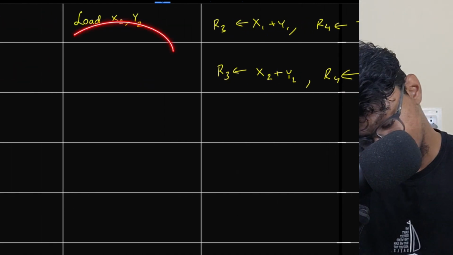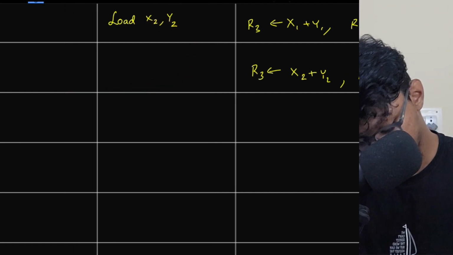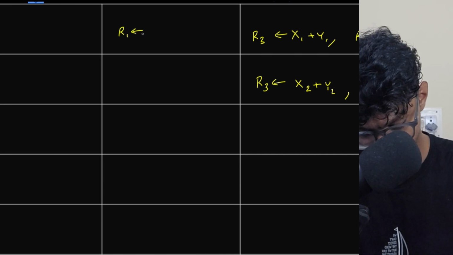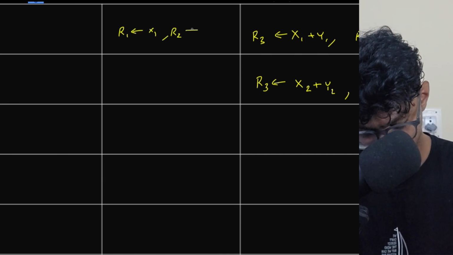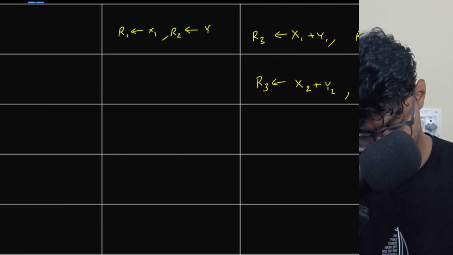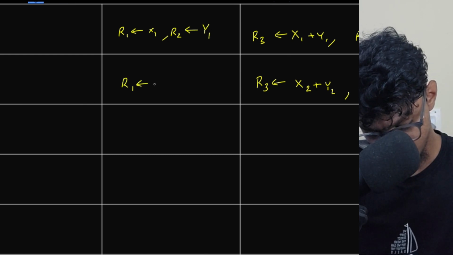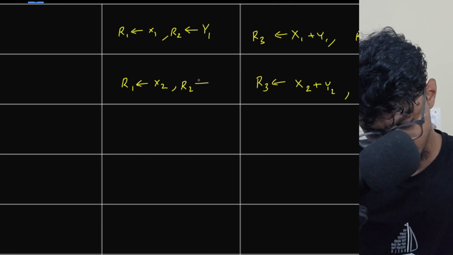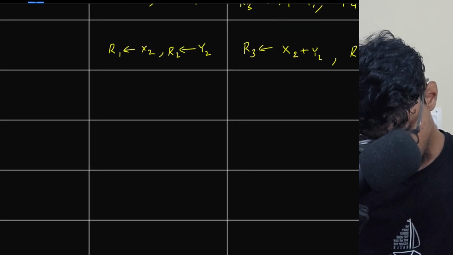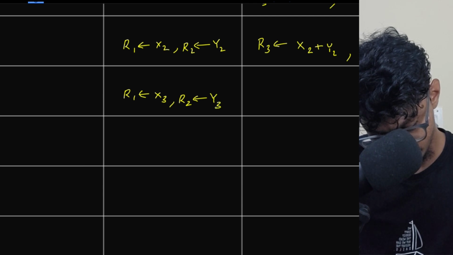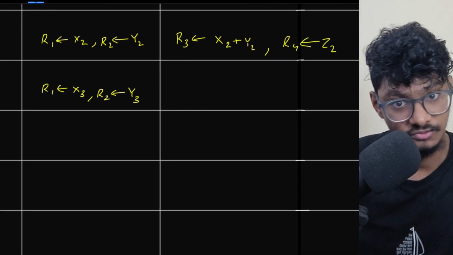So this is happening, right? In stage 1, what will happen? Again, I will load my registers R1 and R2. These were the micro operations: R1 was supposed to get loaded with x1 and R2 with y1. Here R1 is supposed to get loaded with x2 and R2 with y2. And here R1 is supposed to get loaded with x3 and R2 with y3. So that is the case over here.